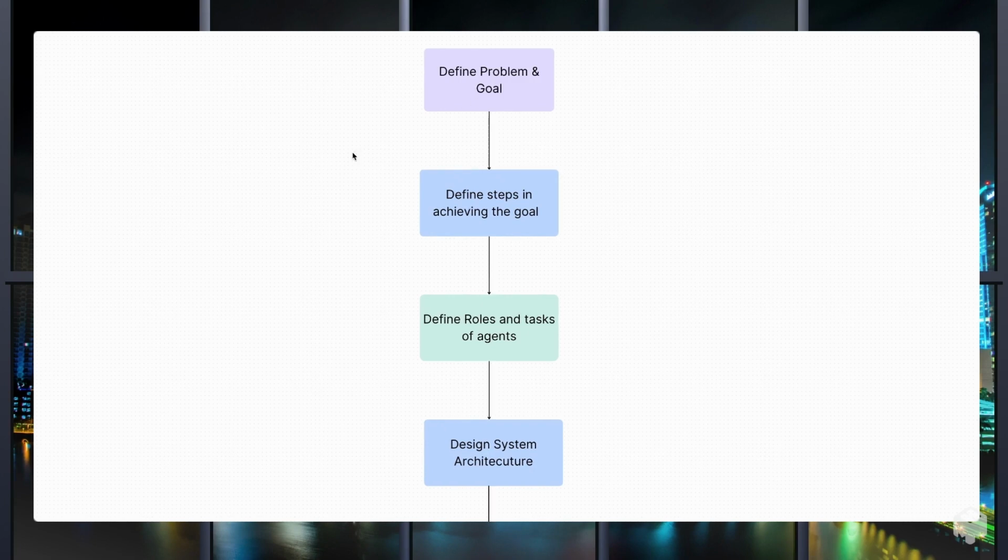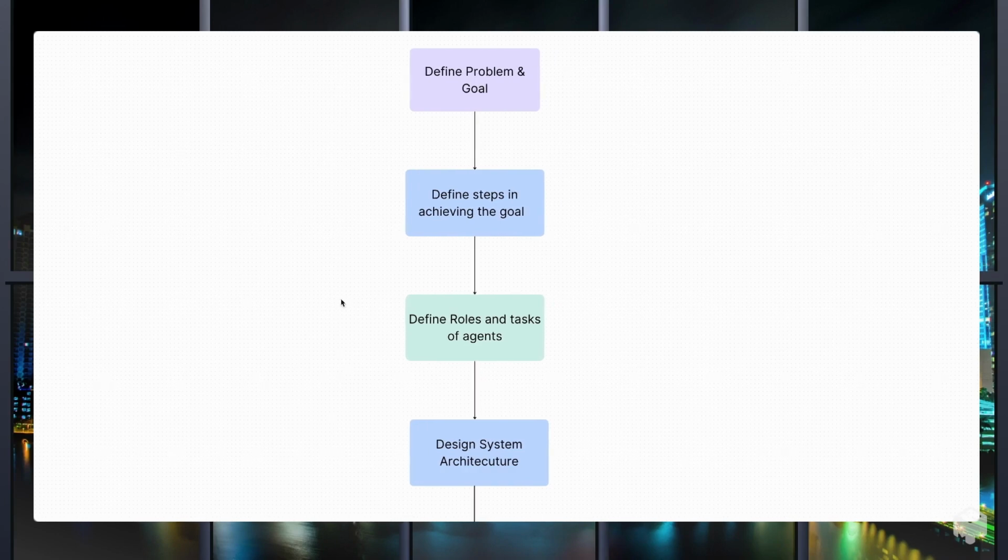Now after I do that, the second step is I would define the steps in achieving the goal. For example, I might have maybe 3 steps or 4 steps in achieving the goal that I just defined. Then after that, I would try to categorize the steps that I defined in the second step. For example, if I have 4 steps, I'll categorize 2 steps and assign them to an agent, and categorize the other 2 and assign them to another agent. And this is exactly how I define the roles and tasks of each agent.